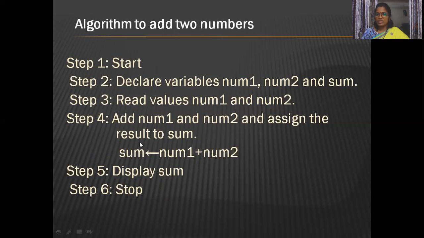So this is the process. Reading the values and addition is the process. Reading the values is the input. Adding is the task to be performed. Display the sum is the expected output. Then stop. So this is nothing but the stepwise indication of your program.